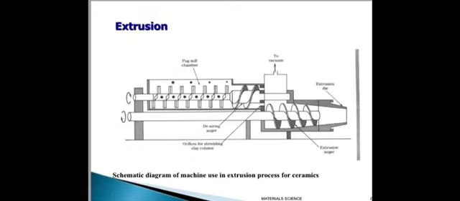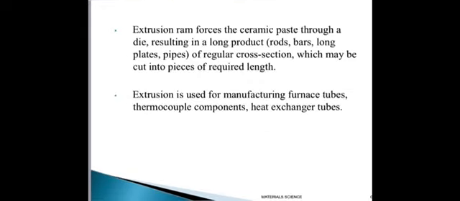Next, I want to talk about extrusion. The schematic diagram shows the machine used in the extrusion process for ceramics, and how it works. Extrusion forces the ceramic paste through a die, resulting in long products like rods, bars, long plates, and pipes of regular cross-section, which may be cut into pieces of required length. So extrusion is used for manufacturing furnace tubes, thermocouple components, and also heat exchanger tubes.